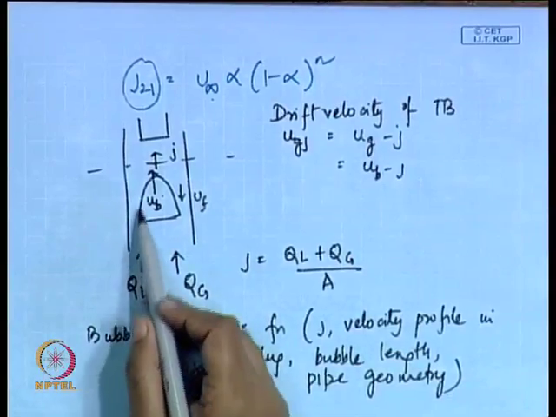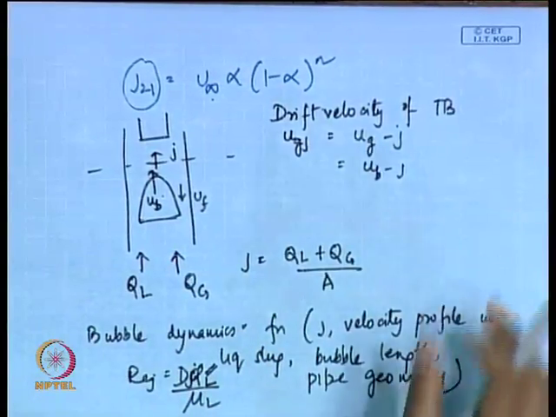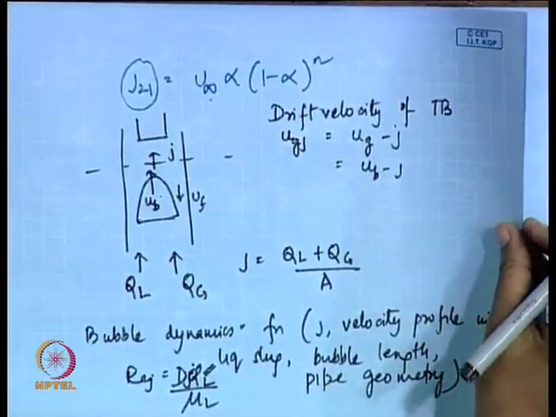It should depend upon the profile. Why should it depend upon the profile? Suppose it is the parabolic profile, the bubble tip is located at the center, then in that case it will not rise at the average volumetric flux, but it will be affected by the center line velocity, isn't it? So, therefore, that depends upon the velocity profile. Then it should depend upon the bubble length, it should depend upon the pipe geometry, it can depend upon the fluid physical properties, etc., etc.